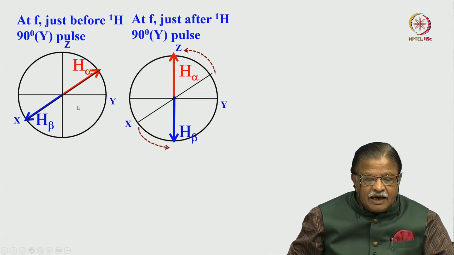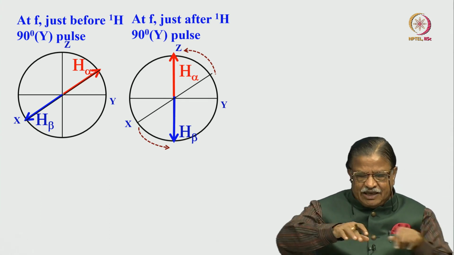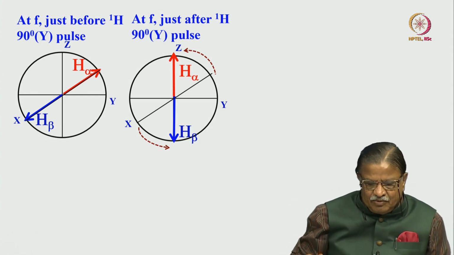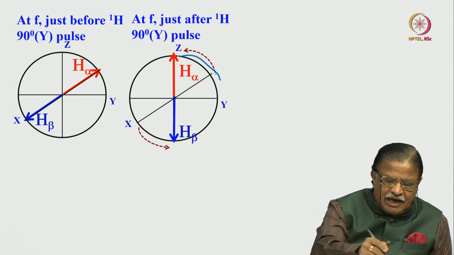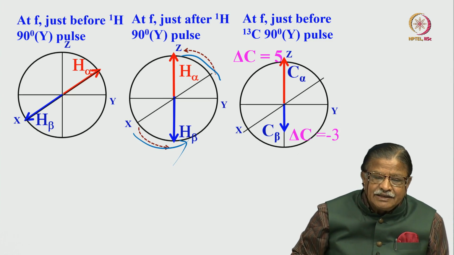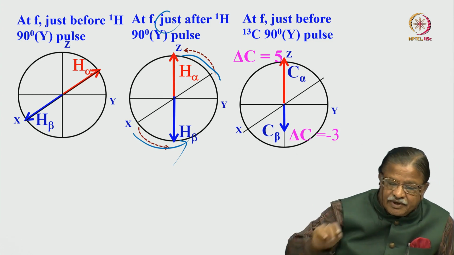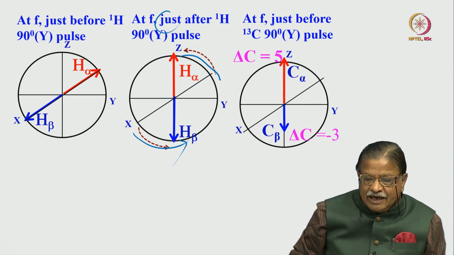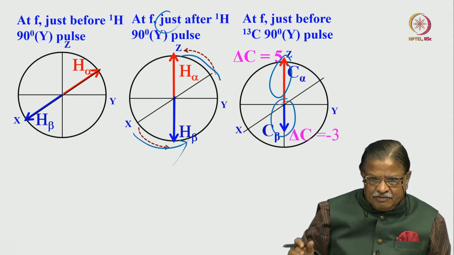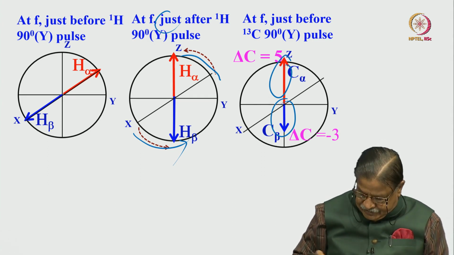All right. Just after the 90 pulse, I told you they were antiphase to each other on the y-axis, and applying a 90-degree pulse takes them back to the z-axis. One, the alpha component, goes to +z and the beta component comes to -z. That we saw. And then at F, what happens to the carbon-13 signal? This is as far as the proton is concerned. Just before the 90-degree pulse, one is +5, the other is -3. That is the carbon signal. Signal intensity for C alpha is +5, C beta is -3.